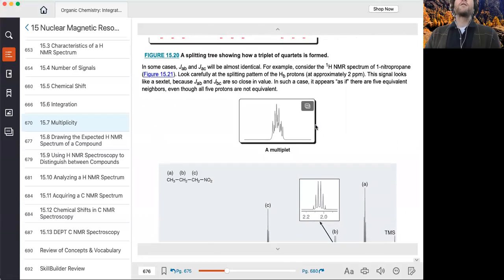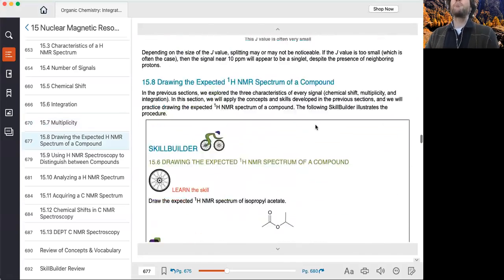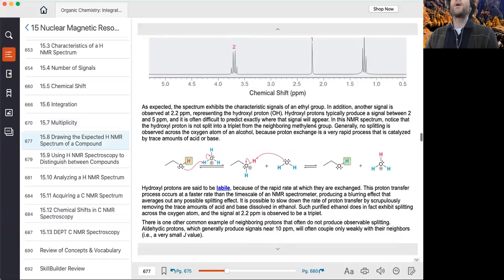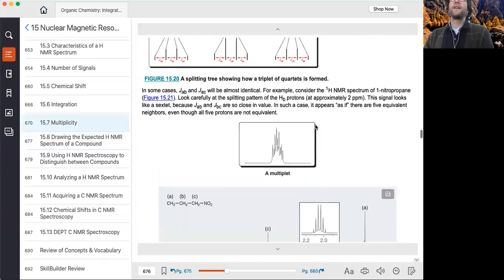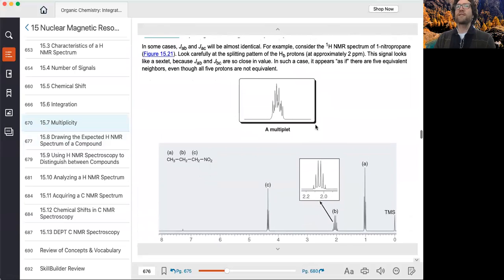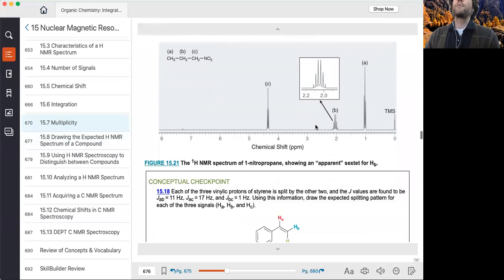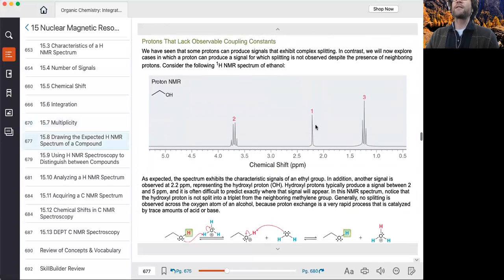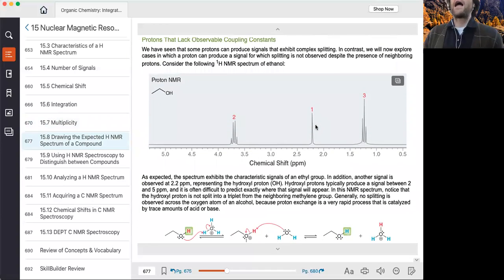And that is all for section 15.7. Oh, no, it's not. There's actually one small bit. Sorry, I jumped the gun here. So the last bit for section 15.7 is talking about protons that don't have splitting patterns, and those are generally on alcohols or other labile protons.